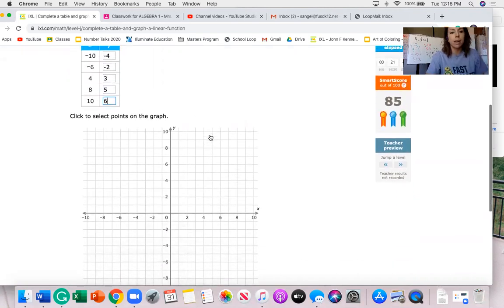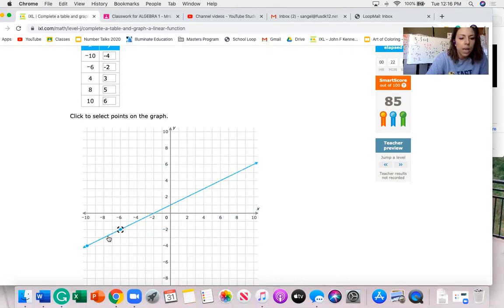So let's see here. I'm going to start by graphing the point -10, -4. Now, to avoid embarrassment, I'm going to make sure I don't do this wrong. -10. Okay, we're good. I'm just going to plot the next point, which was -6, -2, and my solution line formed.